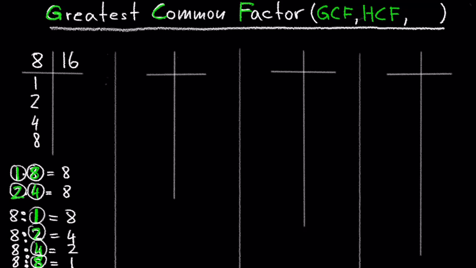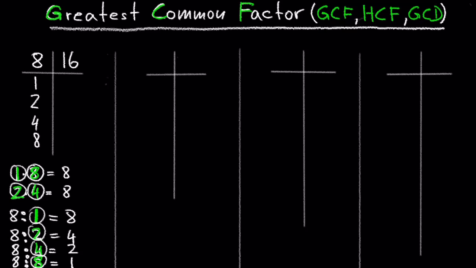That's why we call the greatest common factor sometimes the greatest common divisor, also called GCD. So the greatest common factor and the greatest common divisor are exactly the same. Don't get confused when you see the letters GCD instead of the letters GCF.